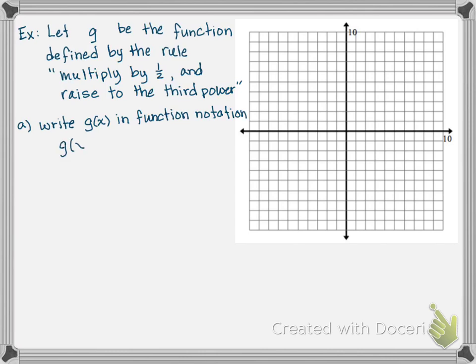So g of x, as soon as I write that, I have decided what I'm using for my input. Like if I had written g of t, then that means that the variable in my formula on the right side would have to be t. So it doesn't really matter what that variable is, but you have to be consistent. What's in the parentheses on the left has to match the variable that you use in your formula on the right. So when I wrote g of x, I decided that x is my variable. And so I'm going to multiply that by 1/2.